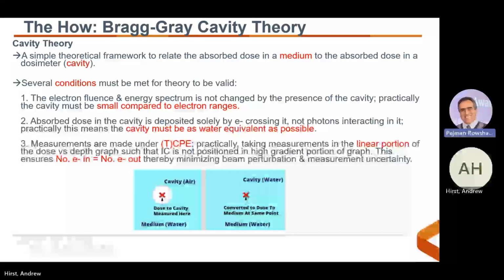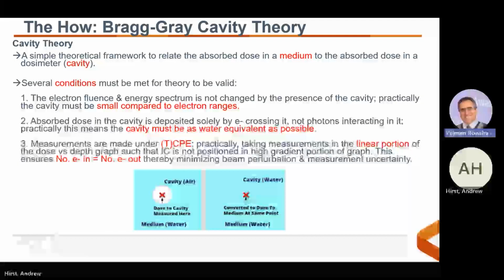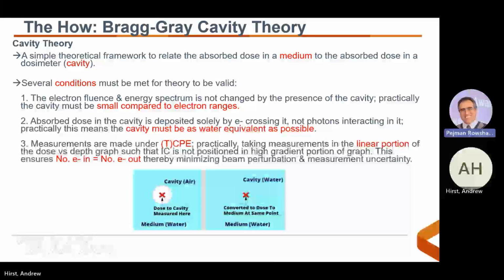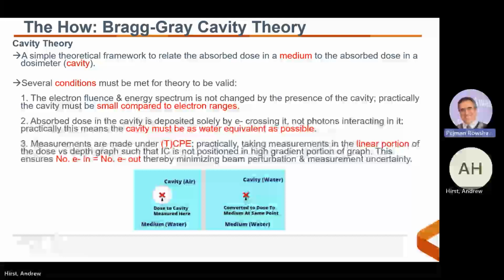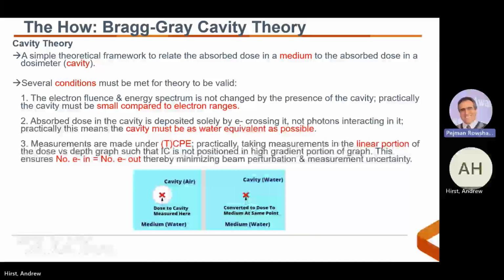Second of all, the absorbed dose in the cavity is deposited solely by electrons crossing it. So we also have photons in the medium, but we're assuming that these photons don't interact with our cavity in any way. And it's not just the cavity, there's also electronics in the stem of the ionization chamber, which I don't know if you've seen it being passed around. But what this means practically is that all of the components should be as water equivalent as possible in terms of mass density and atomic composition, such that the rate of electron production is the same within the cavity or within our ionization chamber and within the medium.